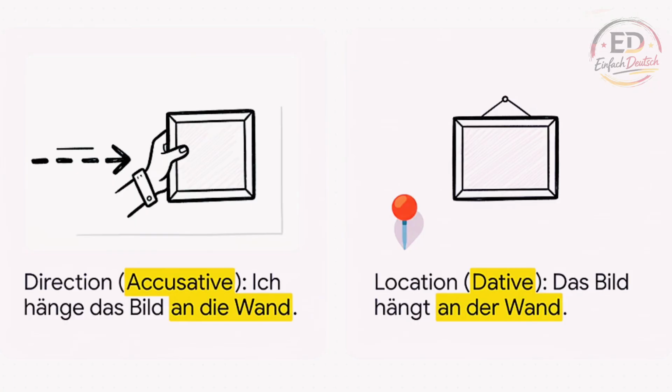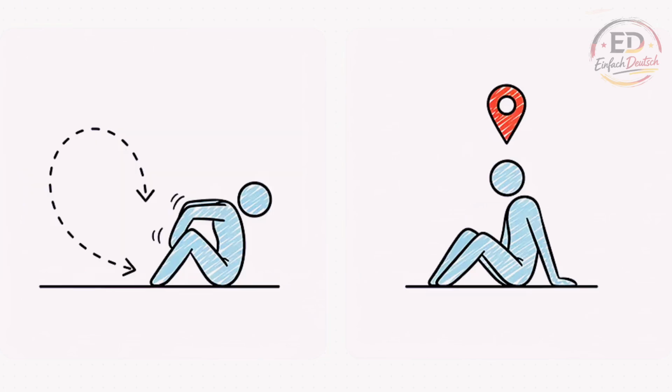Let's make this crystal clear. Look at this first sentence. Ich hänge das Bild an die Wand. I am in the process of hanging the picture. There is movement towards the wall. That's direction, so we use the accusative, die Wand. Now look at the second one. Das Bild hängt an der Wand. The action is over. The picture is already there. It's in a fixed location, so we use the dative, der Wand.